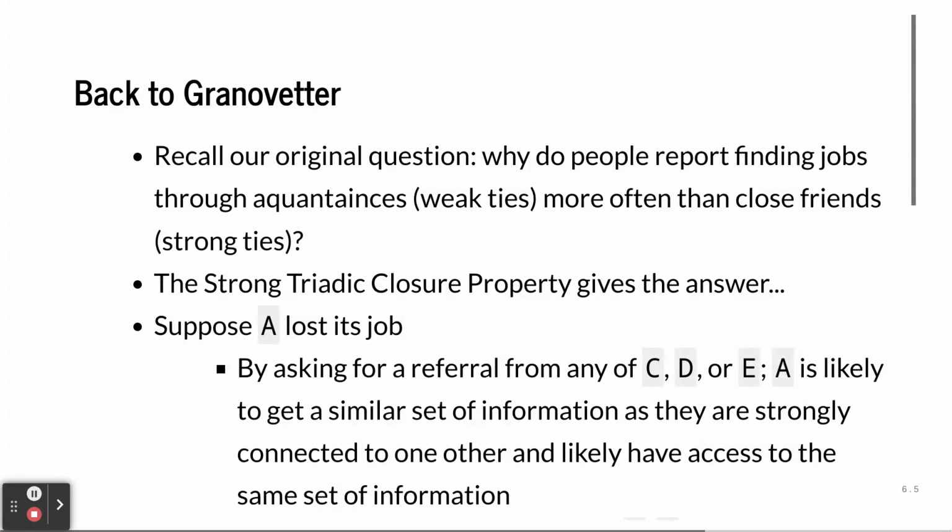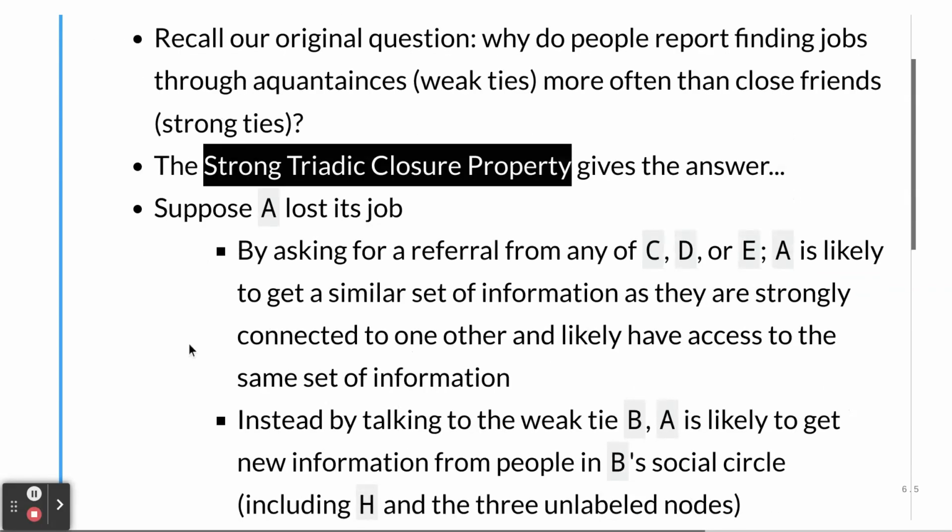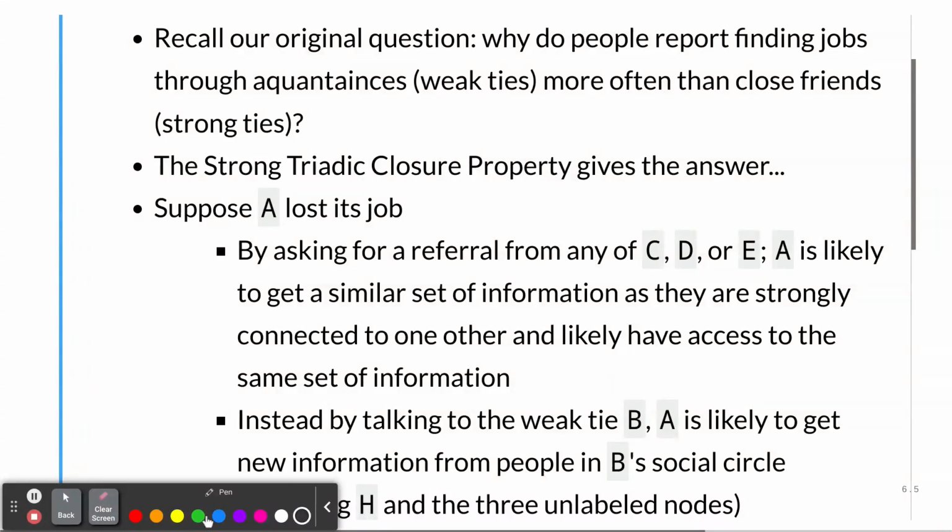So now let's go back to where we started and think about the Granovetter question, which was why do people report finding jobs through acquaintances, which again we've labeled as weak ties, more often than their close friends, which would be strong ties? Well, the answer is in that strong triadic closure property. Here's the story we might tell. Suppose that node A lost its job. And if it asks for a referral from C, D, or E, let's draw the graph again to make sure we have the context.